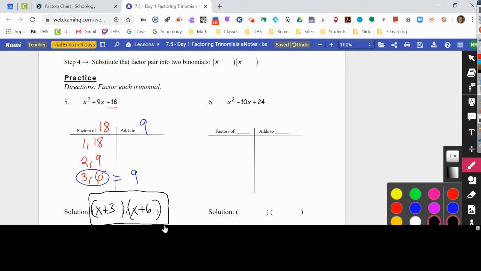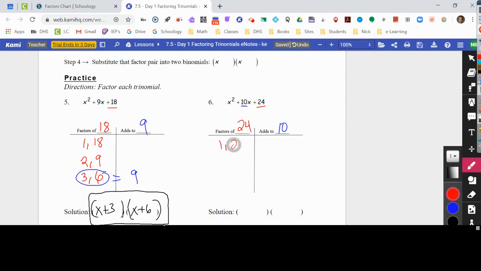All right, let's try number 6. x squared plus 10x plus 24. Again, I'm going to find factors of my last term, my c value, which is going to be factors of 24 that add to 10. So again, I'm going to list out those factors of 24.